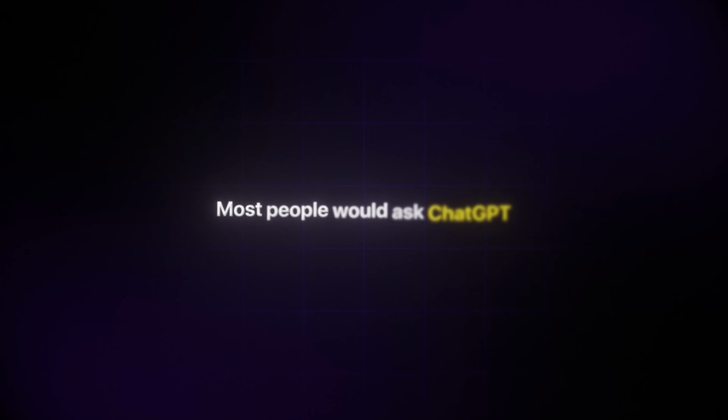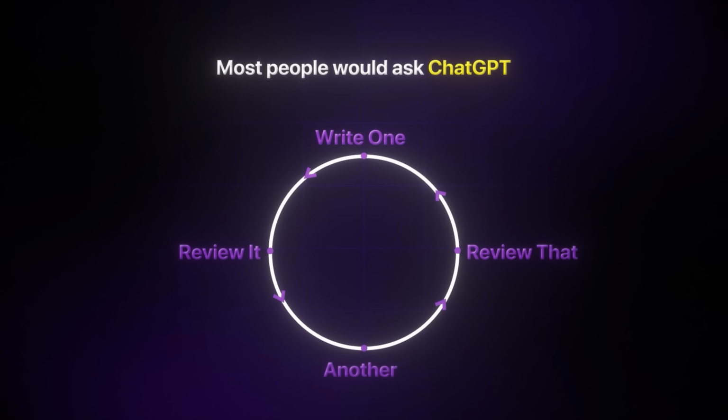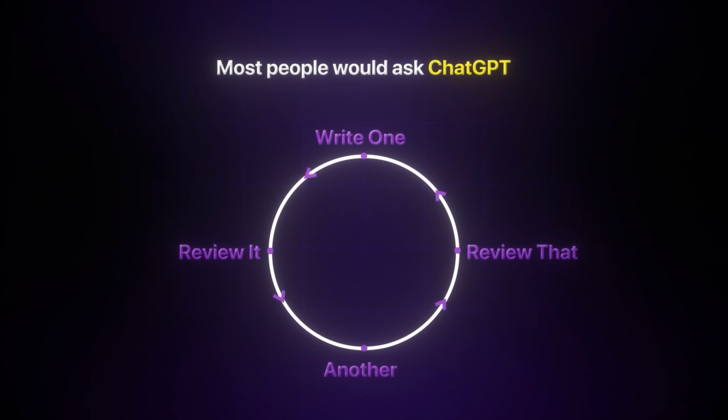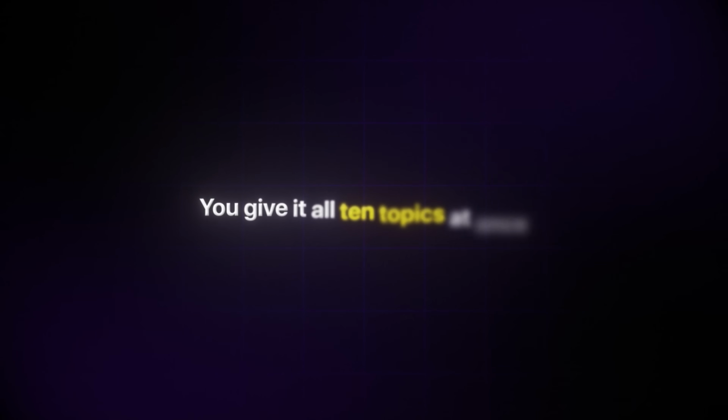This is a simple shift in how you use ChatGPT, but it makes you so much faster. Let's say you need to write 10 different social media posts. Most people would ask ChatGPT to write one, review it, then ask for another, review that, and so on. That's slow. Instead of asking ChatGPT to write them one by one, you give it all 10 topics at once.